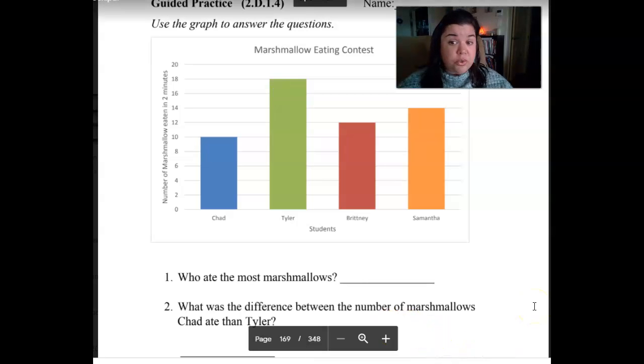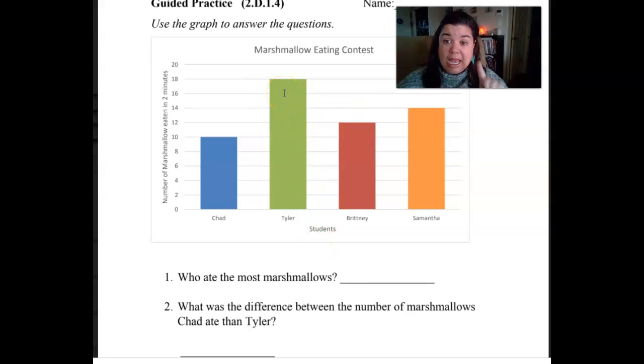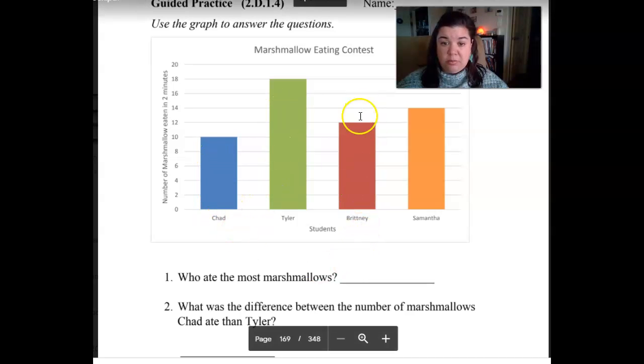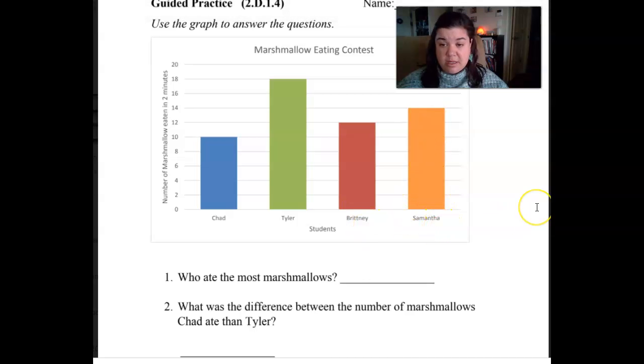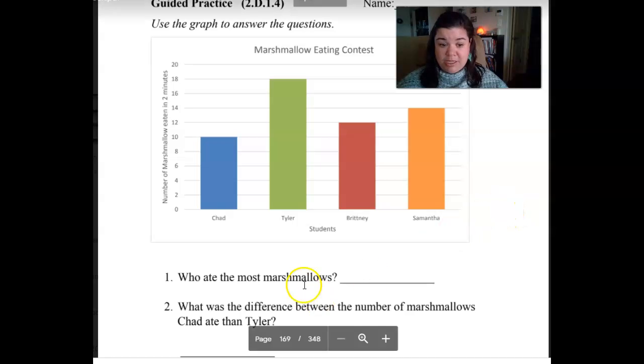Okay, our next question is, who came in second place in the marshmallow eating contest? So how do we figure that out? What would be second place? Do you know what first place would be? The biggest graph, the biggest bar, and that's Tyler. So what is the next biggest bar? Who had the next biggest bar? Chad, Brittany, or Samantha? Samantha. Samantha came in second at the marshmallow eating contest.